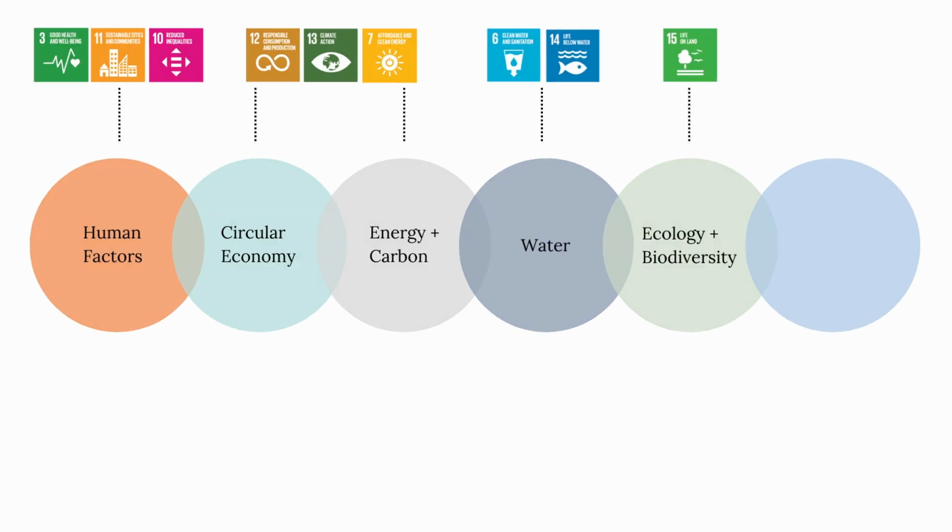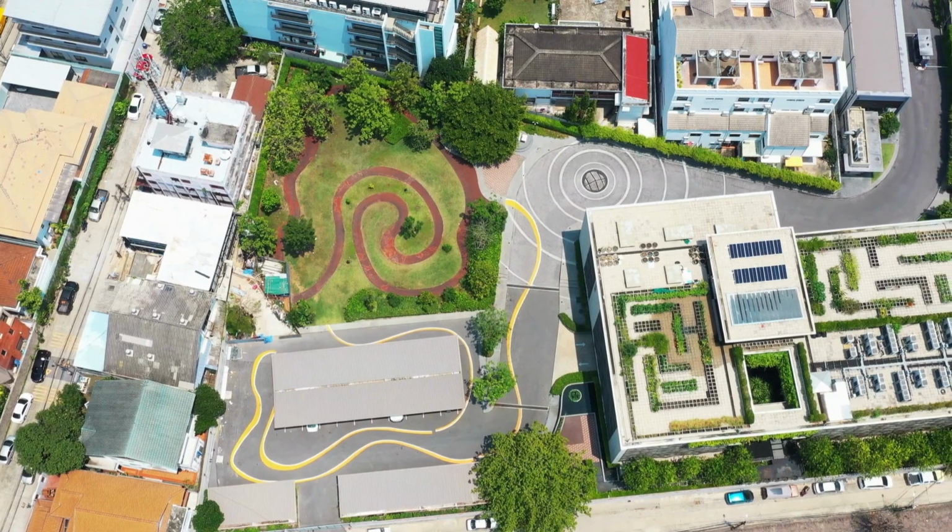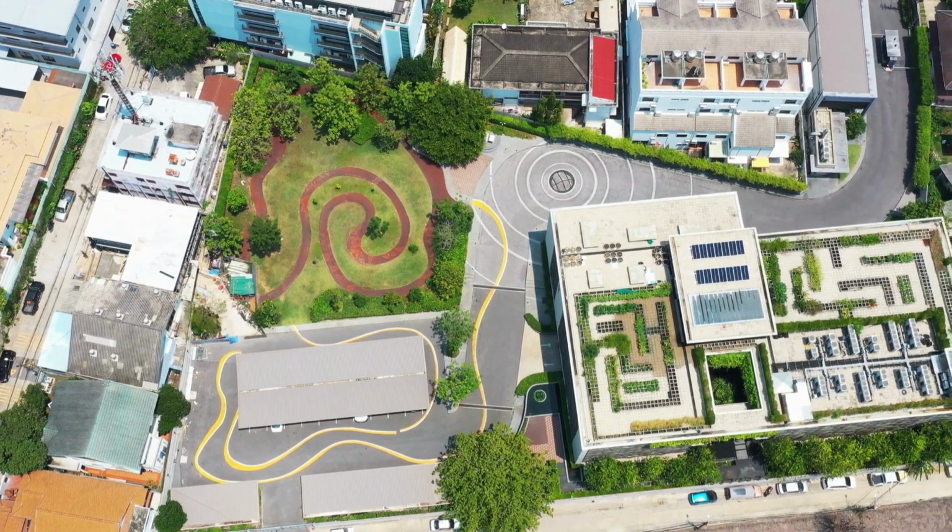The fifth is ecology and biodiversity, and this meets SDG 15. This covers efficient land use, nature-based solutions, and sustainable food production, among others. Urban farms, for example, is a really interesting theme that isn't explored often in practice.